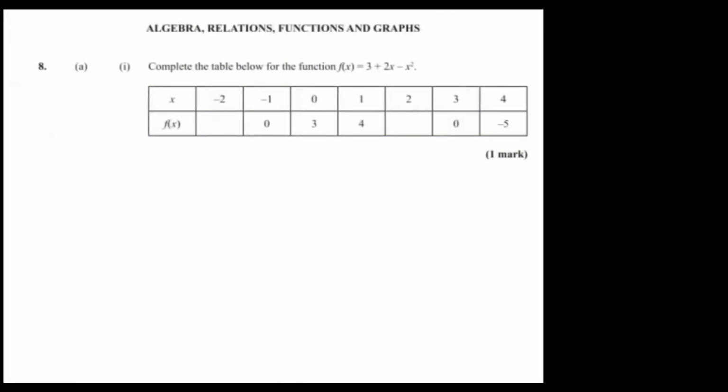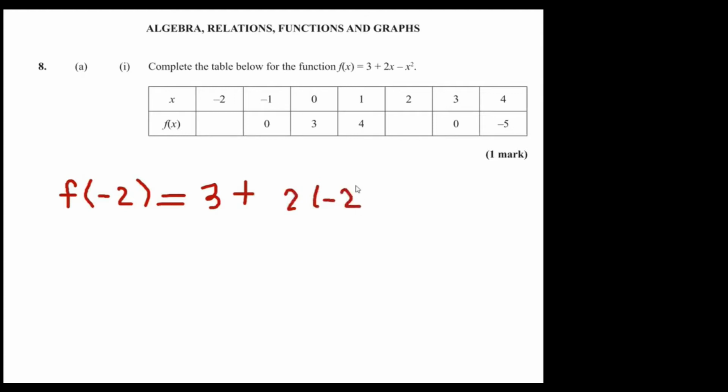So to complete the table, this is pretty simple. To complete the table, we're going to plug in -2 first. So we're going to find f of -2. Completing the table, find f of -2. So plug in -2, and I get f of -2 is 3 plus 2 times -2, minus -2 squared.